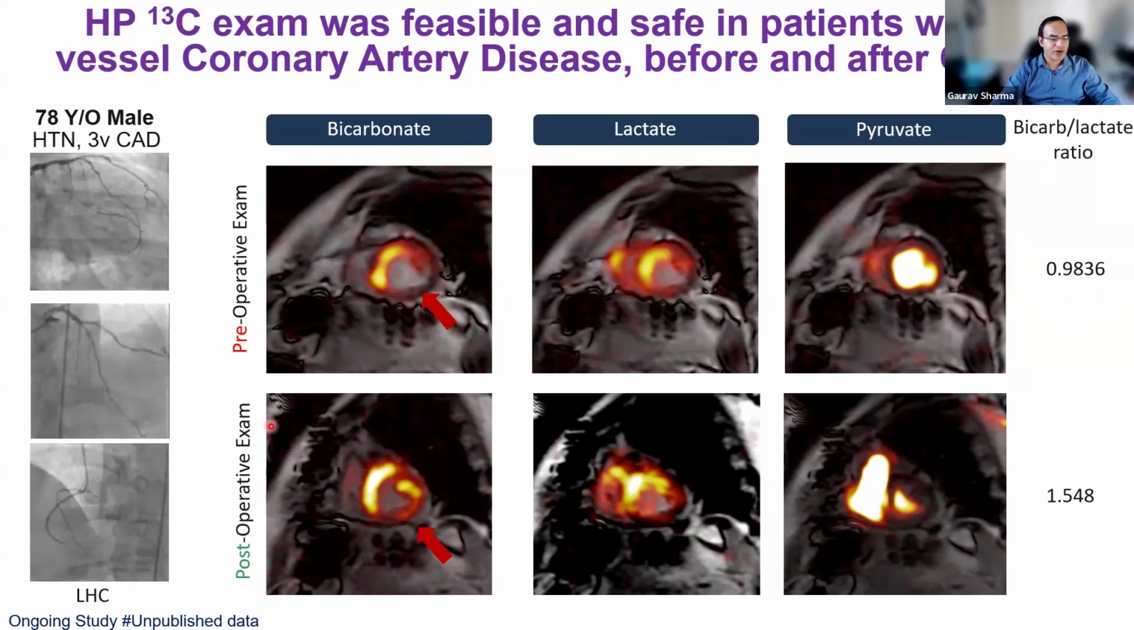And in the post-operative exam, after the CABG, we see that right before the area which is showing the metabolic defect, it shows increased bicarbonate in that region, as you can see by looking at the arrow. And the bicarbonate to lactate ratio also increases.